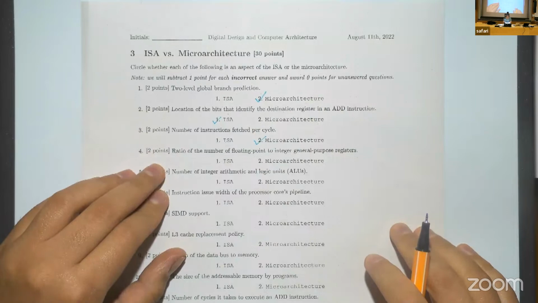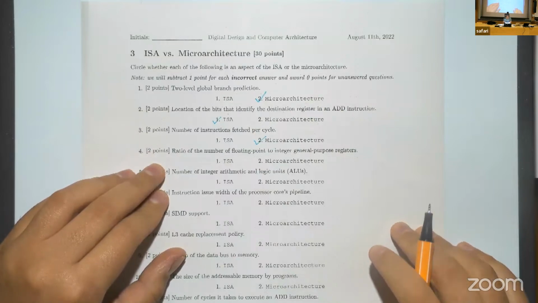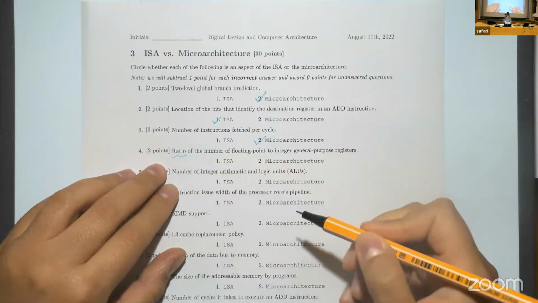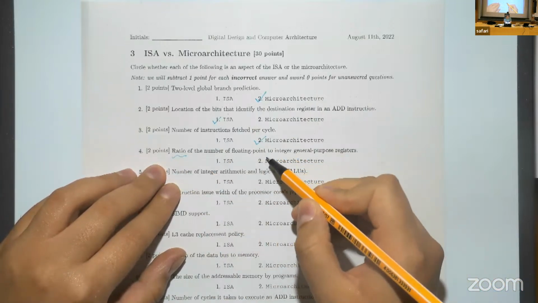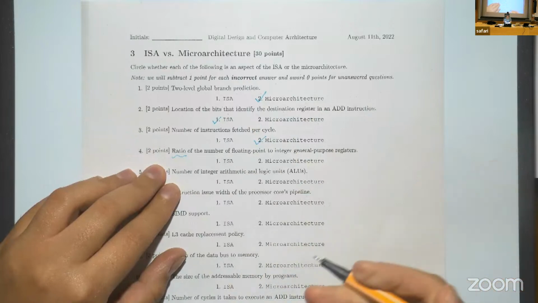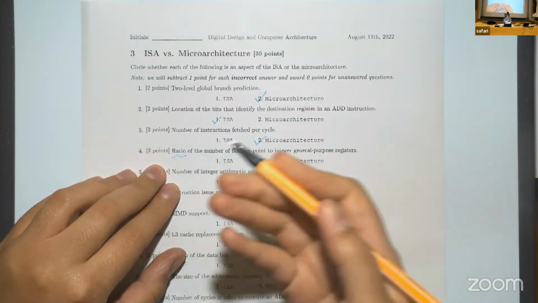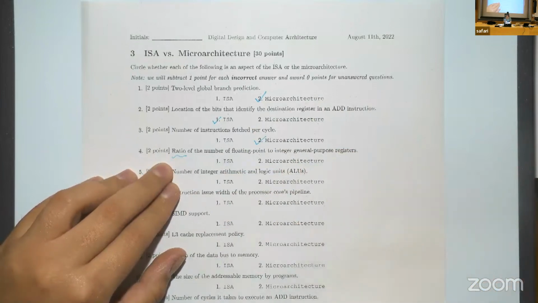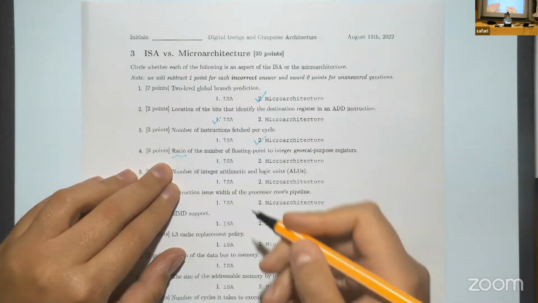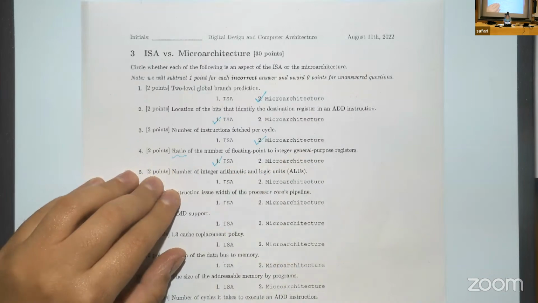Ratio of the number of floating point to integer general purpose registers. Here the ratio is not very important, but we know the number of registers. We need to know how many registers we have to work with, both floating point and integer. Subsequently, we can also calculate the ratio of them. So, ISA.